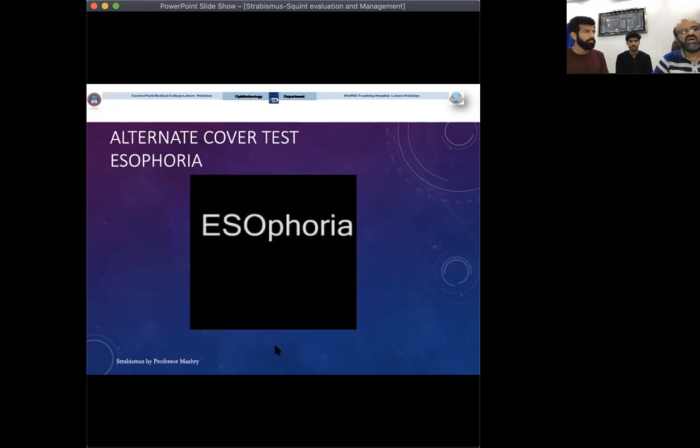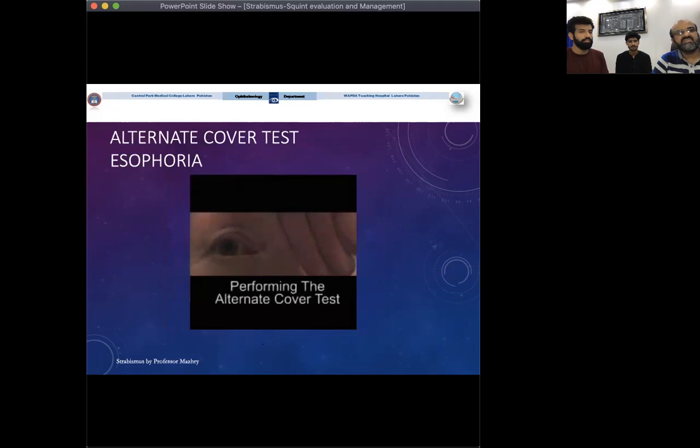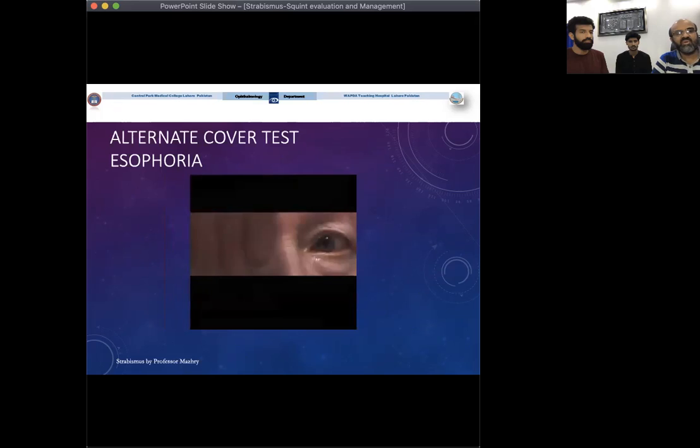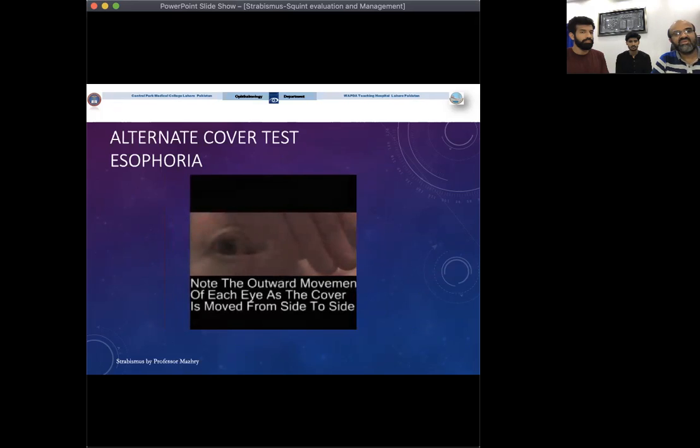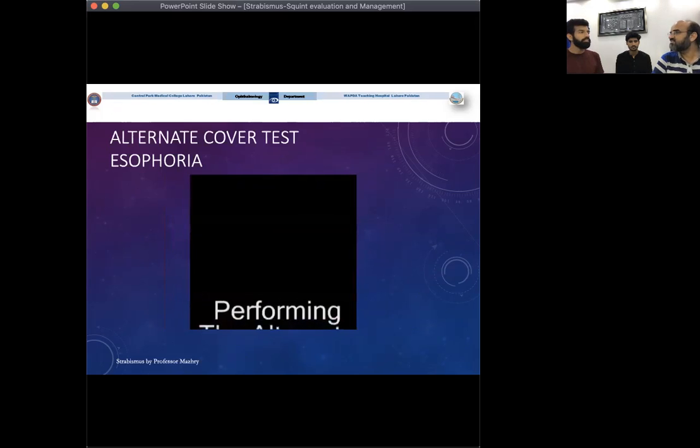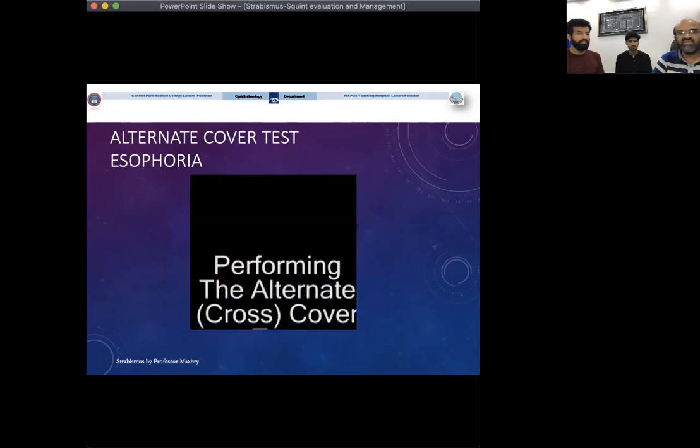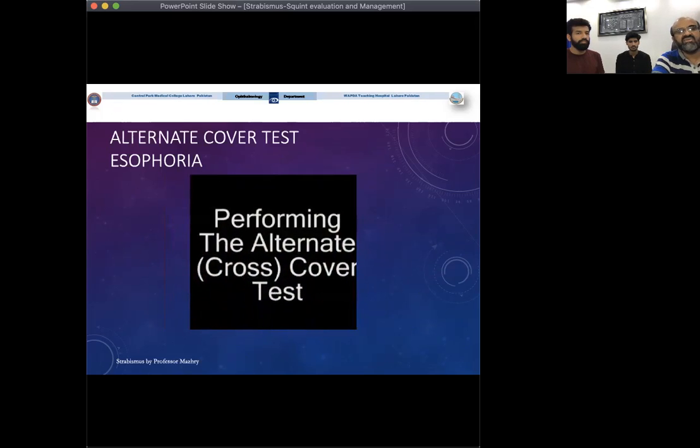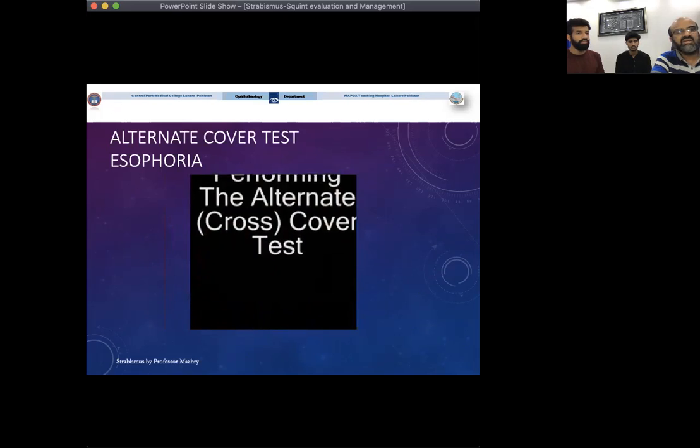So how will you do the alternate cover test in esophoria? Simple. Using the finger, you are blocking one eye, and you see that under cover the eye deviates in, and then once the cover is shifted, it comes back to pick up the fixation. This is the alternate cover test for esophoria.